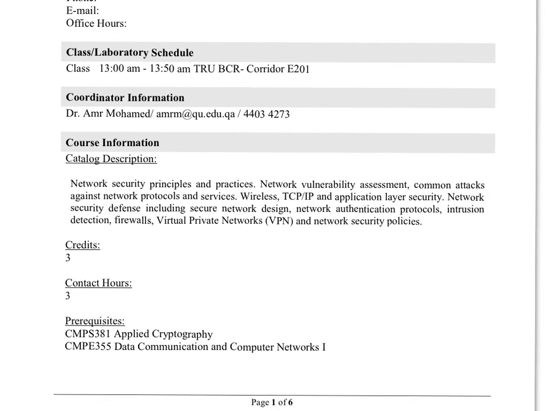So this is the course description, which we are not allowed to change. It's part of the catalog, but it pretty much reflects the content of the course. Prior to this course, of course, there's the course of applied cryptography, which is one level before that course. So we'll try to build on this course.